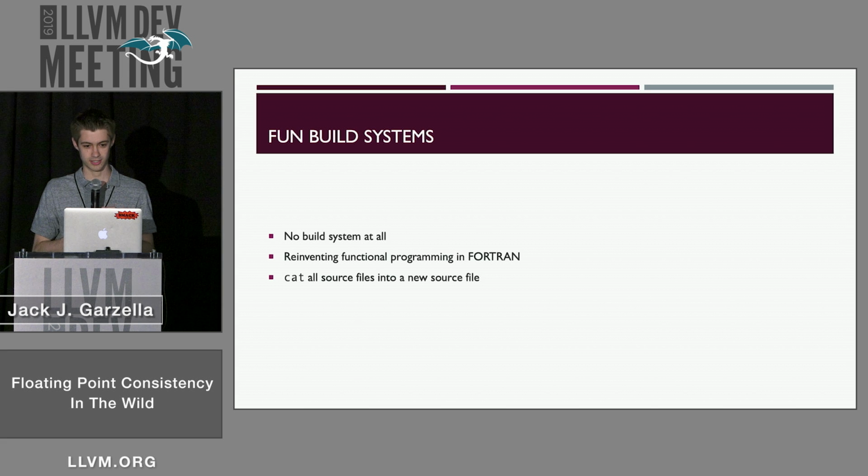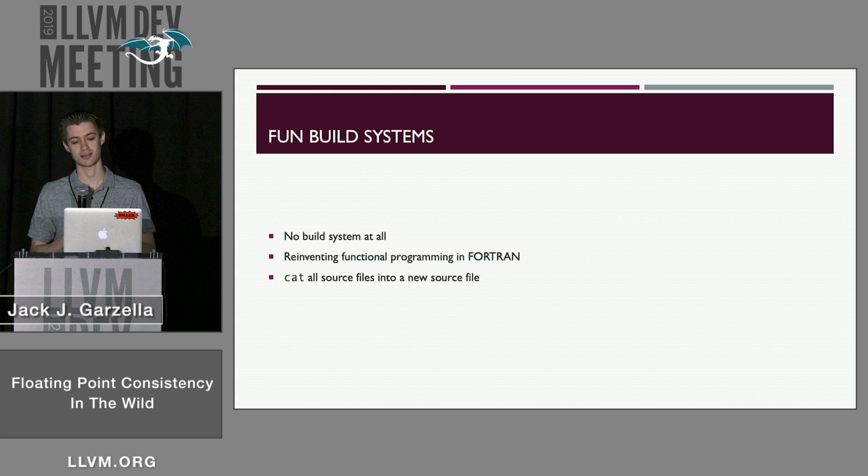The first one is having no build system at all. The entire library consists of 4 Fortran 77 files, one of which does most of the computations, and it's probably 10 or 20,000 lines long. And the manual literally says, there's no build system here, just compile it. So yeah, that one wasn't, I don't know.